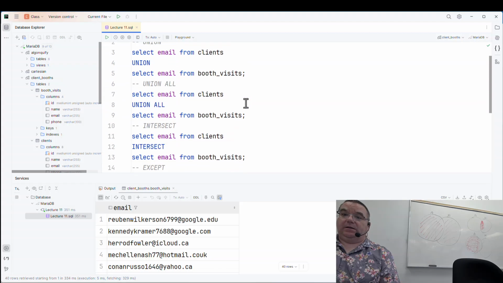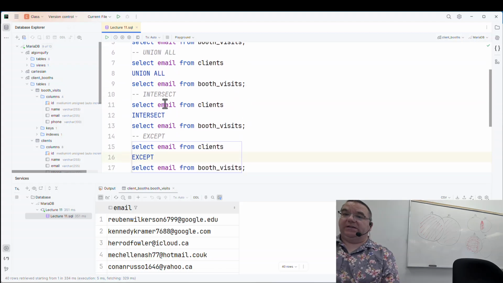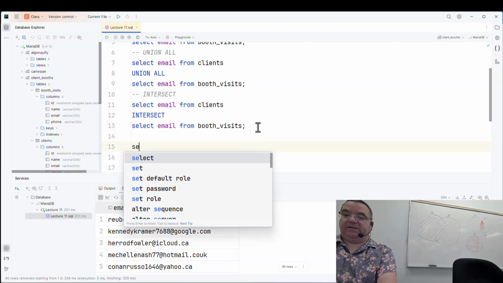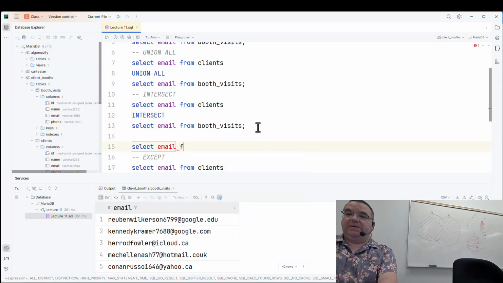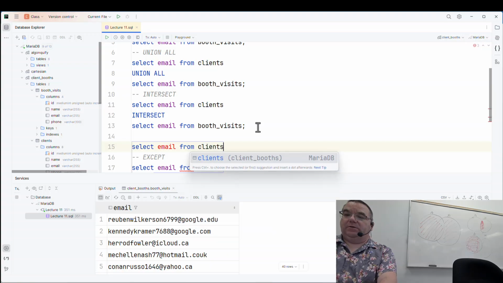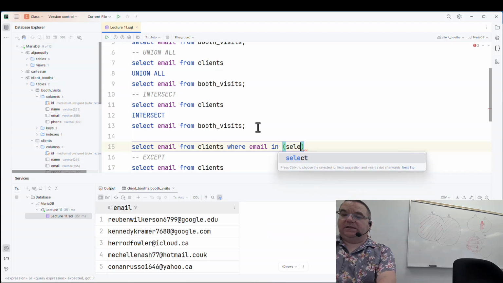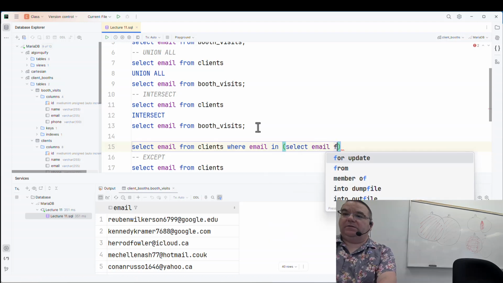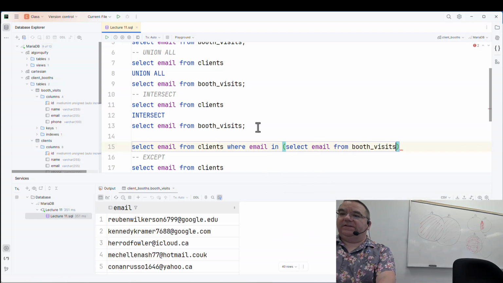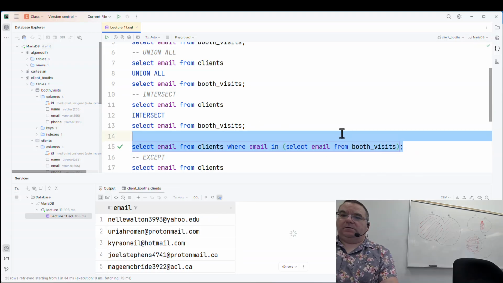Actually, I'll demonstrate this intersect as a subquery, so you guys have a better idea, since I have a bit of time in the class. So if I go select email from clients where email in select email from booth visits. Okay, 23. It's the exact same number.